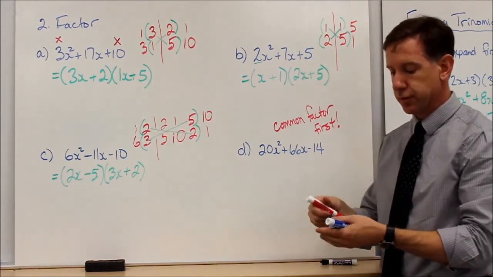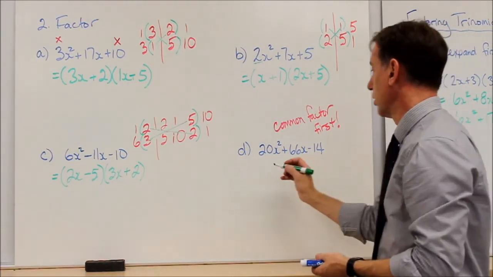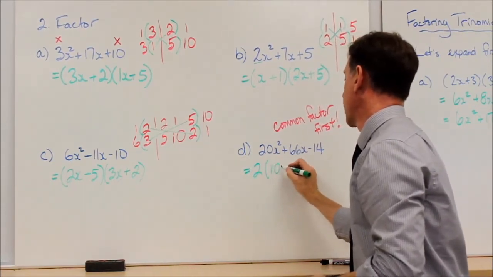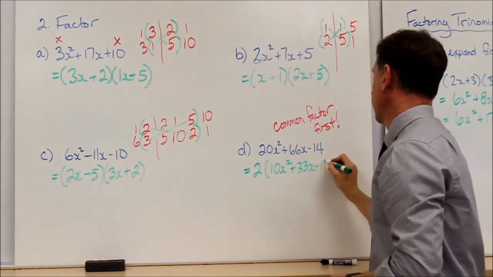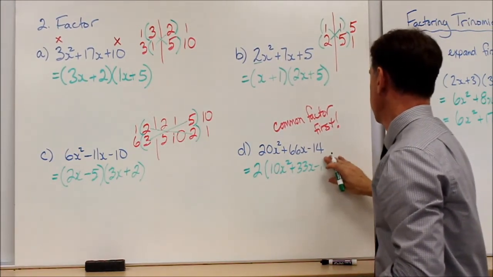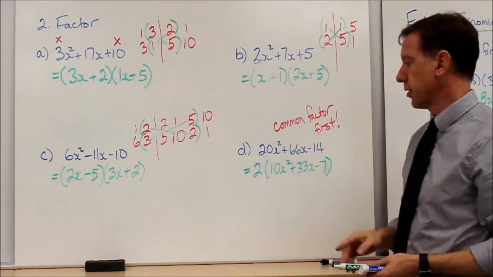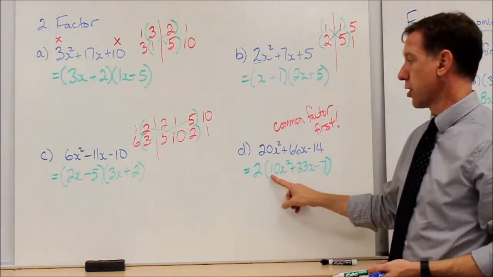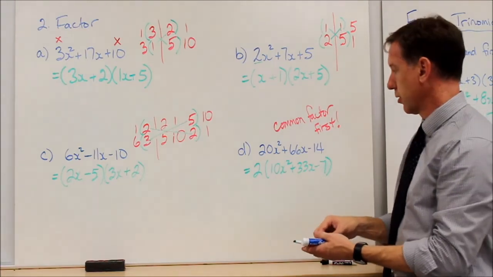Okay, so a little bit tricky here, but I think the first thing we can do is some common factoring. And that's going to help reduce the size of our numbers and make our chart a little bit easier to deal with. So if I do that, bring out a factor of 2 here, 10x squared plus 33x minus 7. There. All right, a little bit easier to deal with. Still a number here that is not a 1, so we're going to have to use the chart to help us organize our numbers.